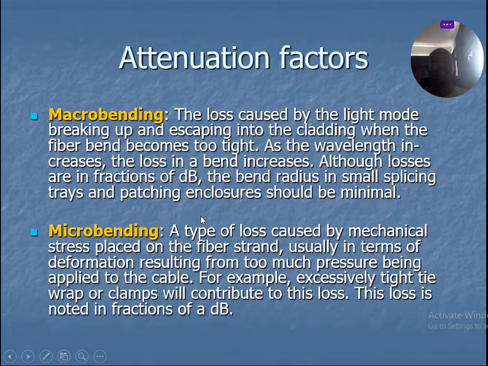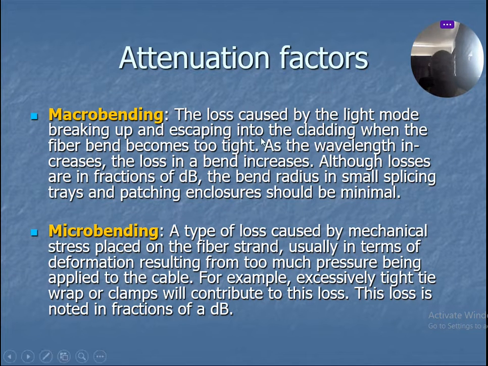Now as the wavelength increases, the loss in the bend also increases. You make the wavelength bigger, the more the loss. Although the losses are just a fraction of a decibel, they are small values, the bend radius in splice trays and patch enclosures should be minimal. Okay, should be minimal, because if it becomes too significant, you begin to ask yourself, what is the purpose of optical fiber if we can have so much loss?